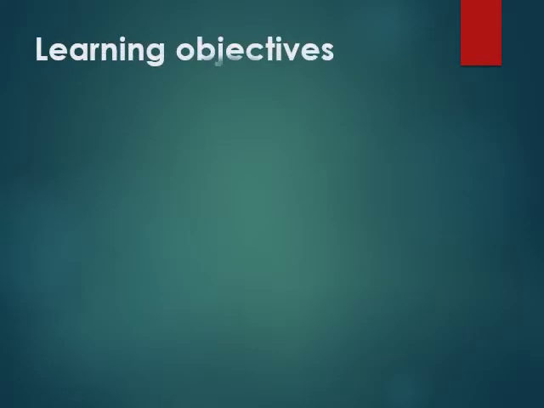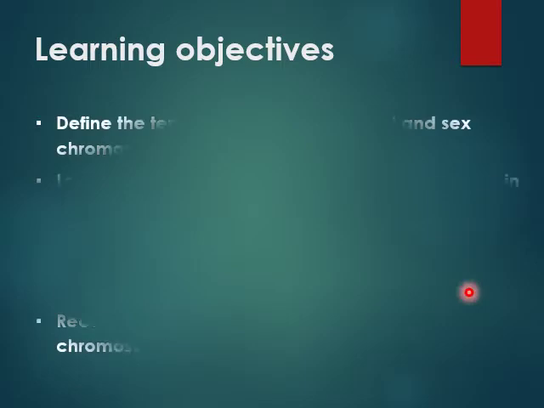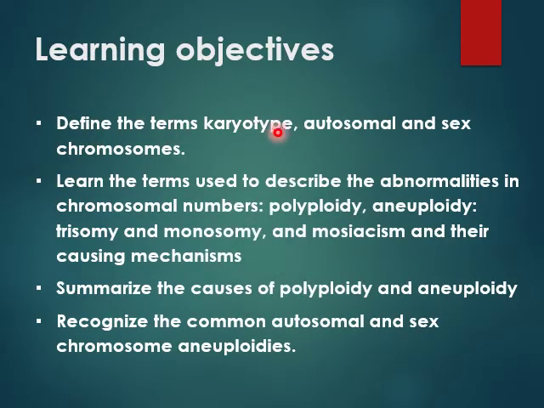The learning objectives of this lecture are the following. Define the terms karyotype, autosomal, and sex chromosomes. Learn the terms used to describe the abnormalities in chromosomal numbers, such as polyploidy and aneuploidy. Aneuploidy including trisomy and monosomy and mosaicism and their causing mechanisms. Summarize the causes of polyploidy and aneuploidy. Recognize the common autosomal and sex chromosome aneuploidy.